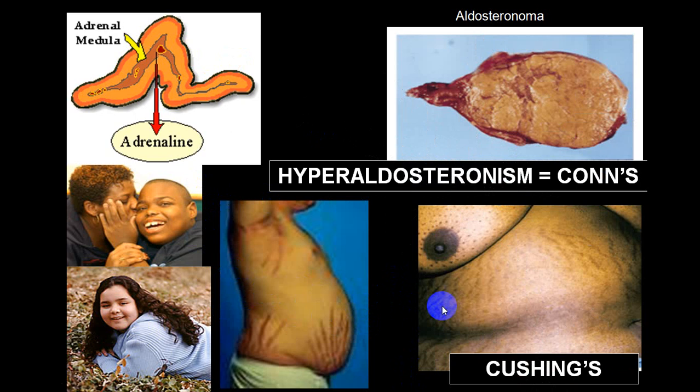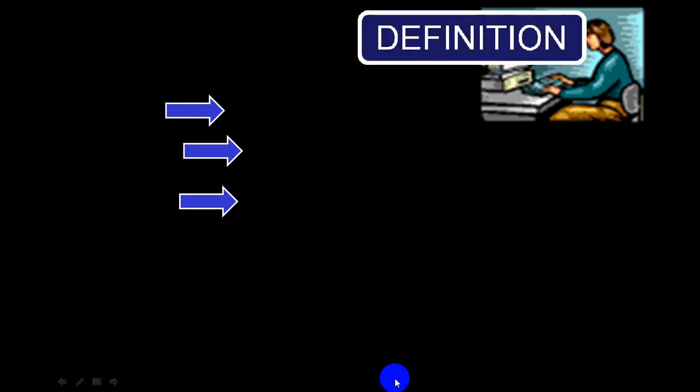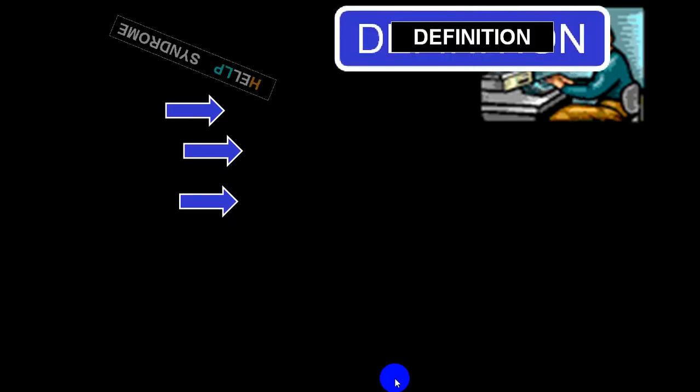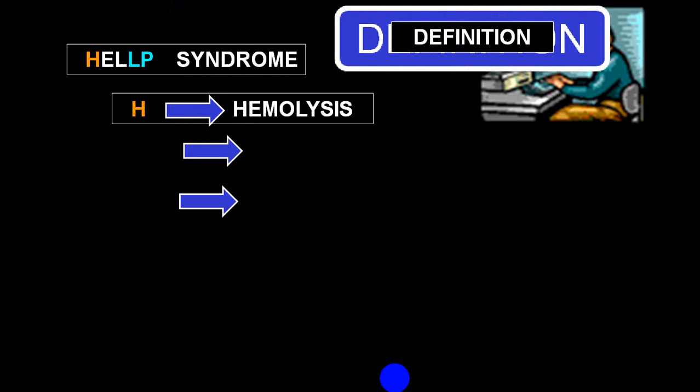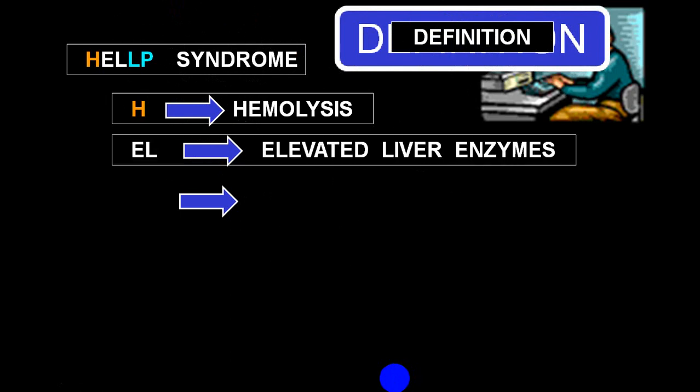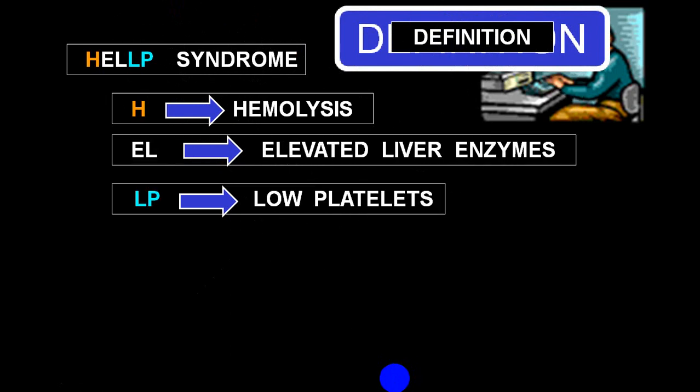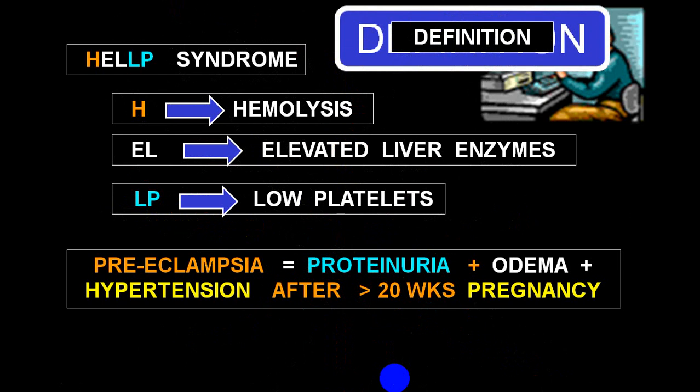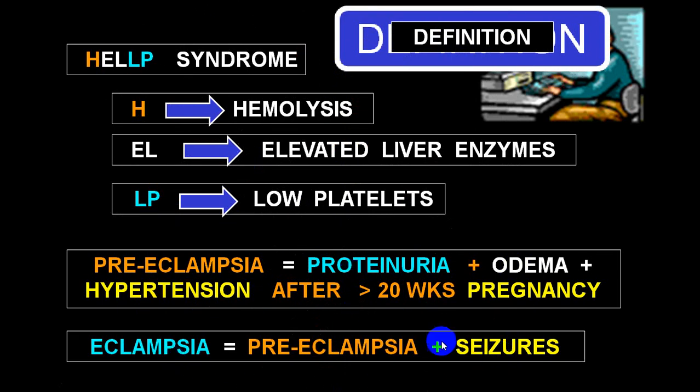Cushing, hyperaldosteronism, cardiometabolic syndrome, and the obstructive sleep apnea group. In pregnancy, you can come across what we call HELLP syndrome, hemolysis, elevated liver enzymes, low platelets, and also you can come across preeclampsia and eclampsia. Preeclampsia is hypertension with proteinuria and edema after 20 weeks of pregnancy, and eclampsia is preeclampsia with seizures.